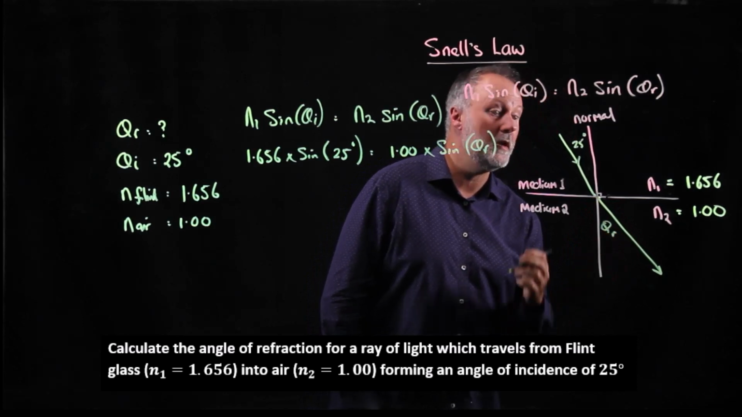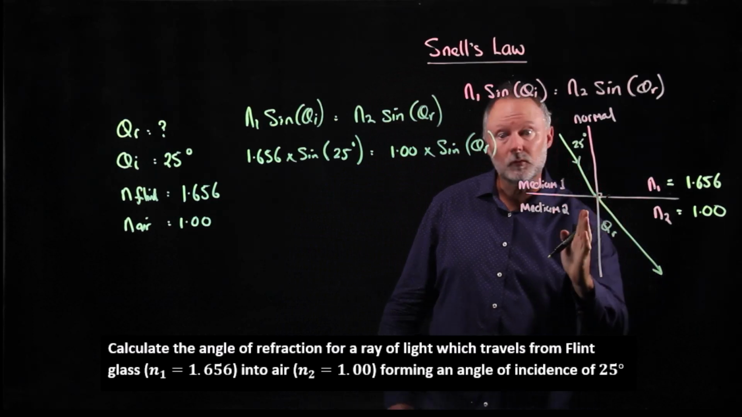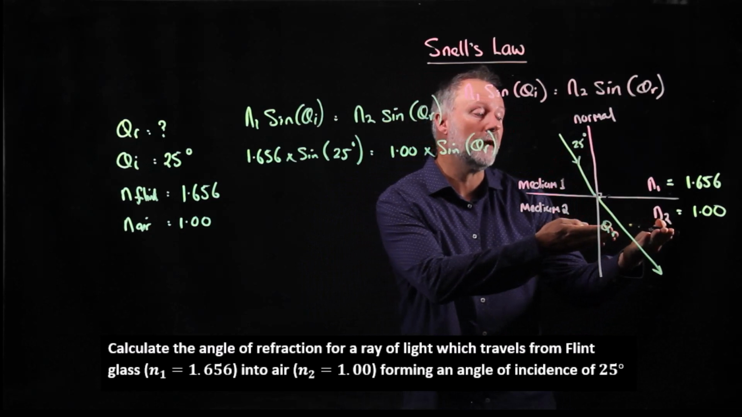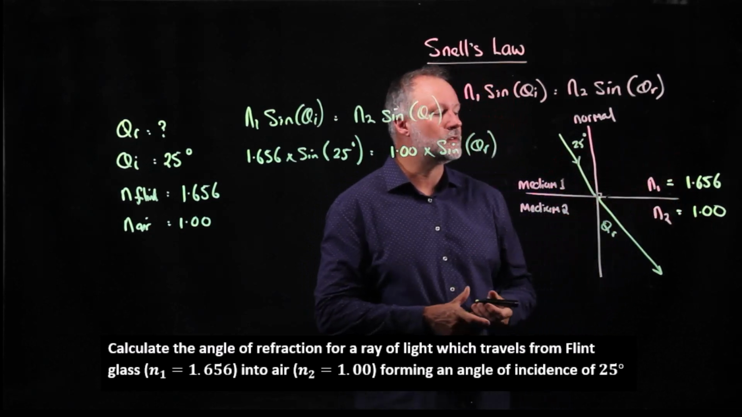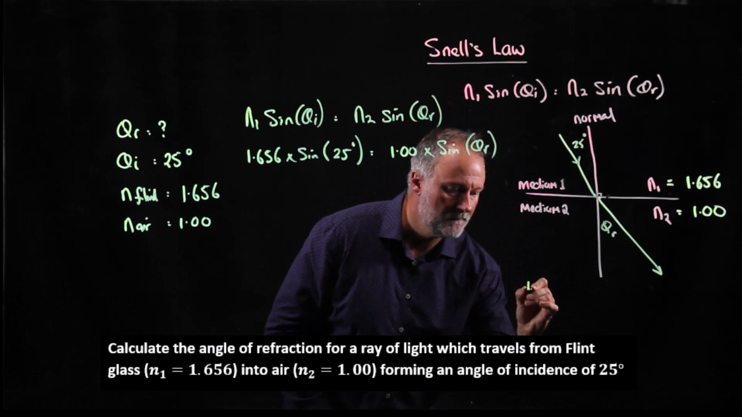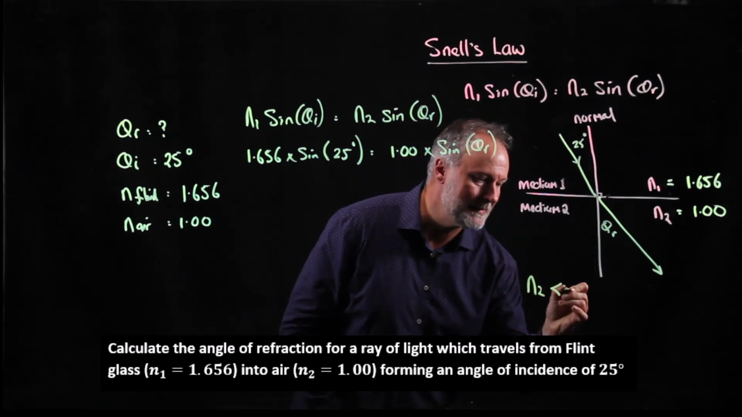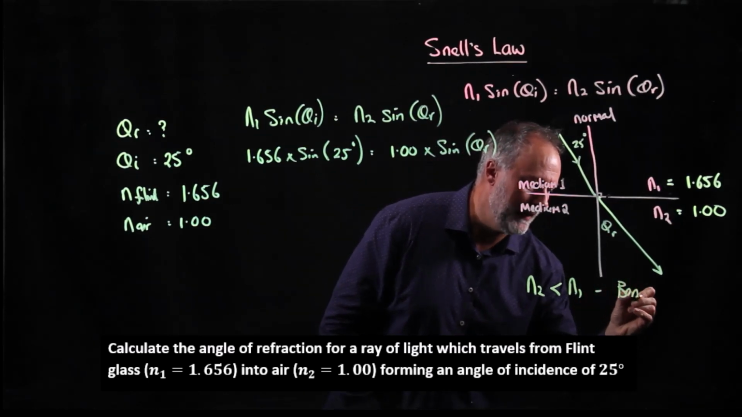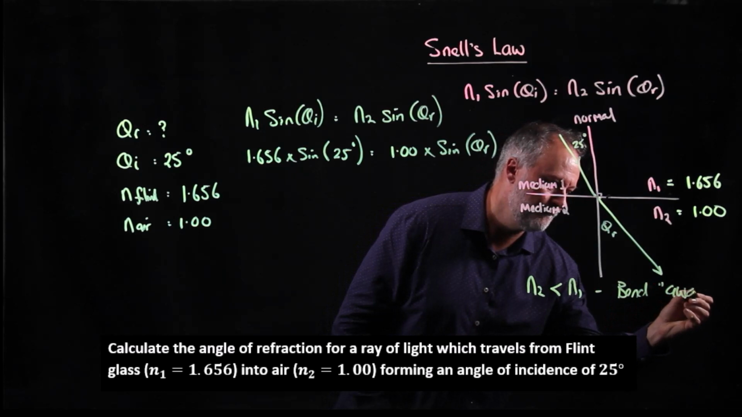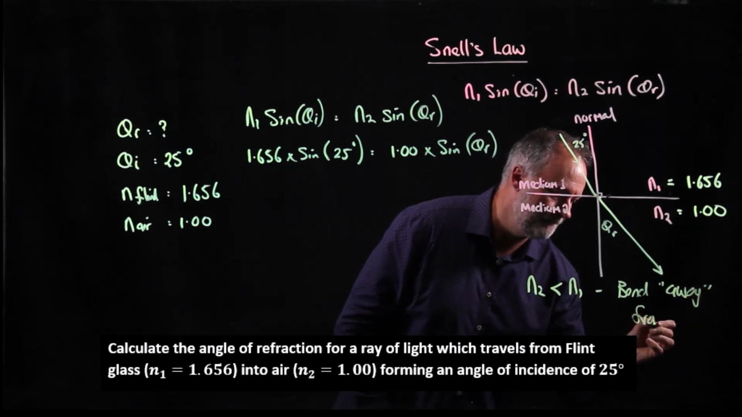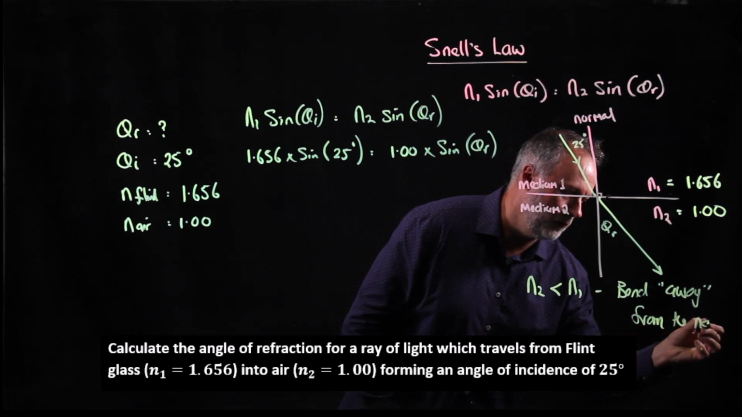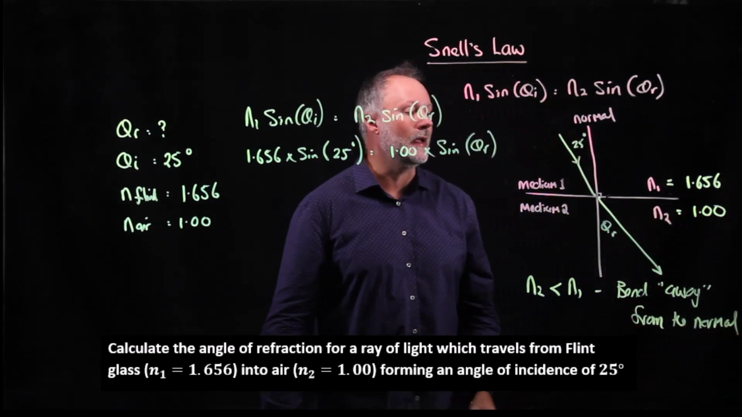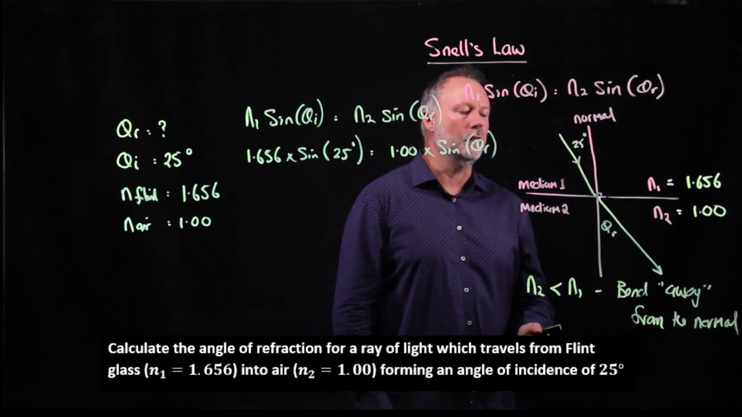Angle of refraction. Now, you notice this angle isn't bending towards the normal, this angle is bending away from the normal. And that occurs when the second refractive index is lower than the first refractive index. So, if N2 is less than N1, we find that there is a bend away from the normal. Okay, so that's how we can check these two numbers and predict the bend is going to be away. This angle of refraction should be greater than the angle of incidence.